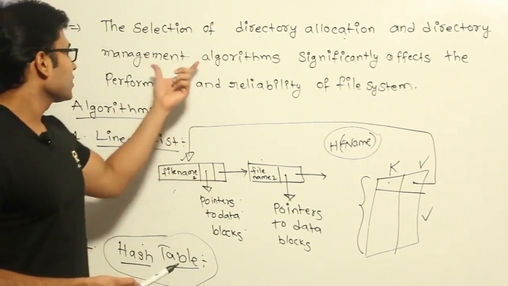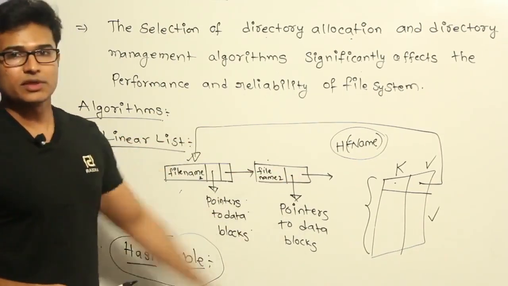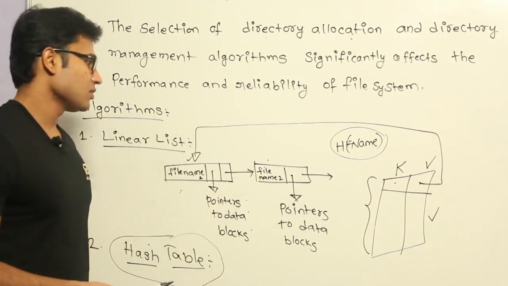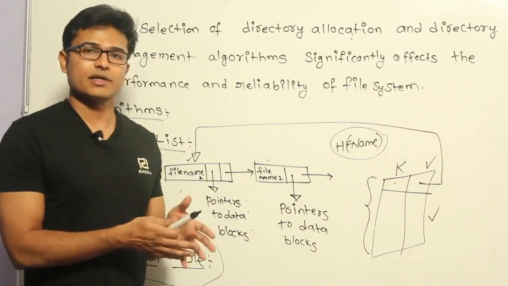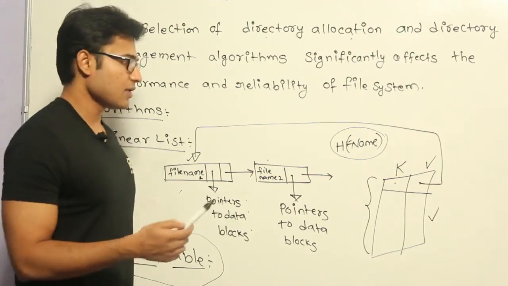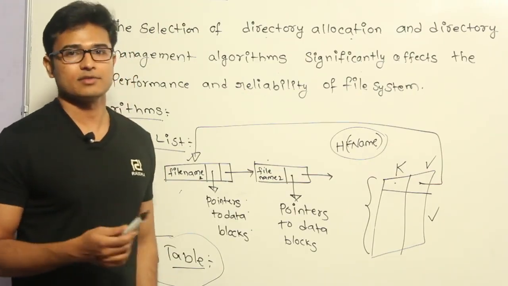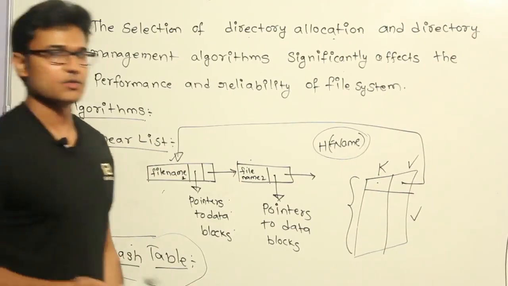And even the directories are also implemented in the form of lists only, right? And sometimes you can even use B trees and B plus trees. If your number of files and directories is very large, then you can go with B trees and B plus trees, which we have discussed in DBMS. Okay, so anyway, these are the two popular methods which are currently in use.